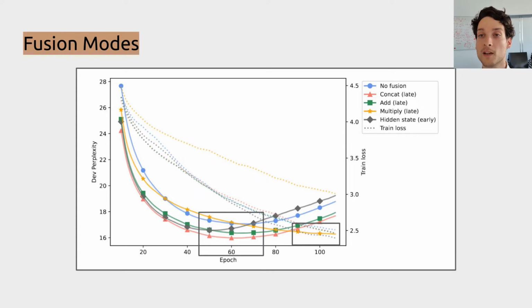For example, multiplication of the last state converges much later in contrast to early fusion, which converges around epoch 40. It's also interesting that the early fusion doesn't perform as well as simple concatenation of the final state. One would think that the sooner the model has access to the extra information, the more it can utilize it. But our results show that this is not the case.